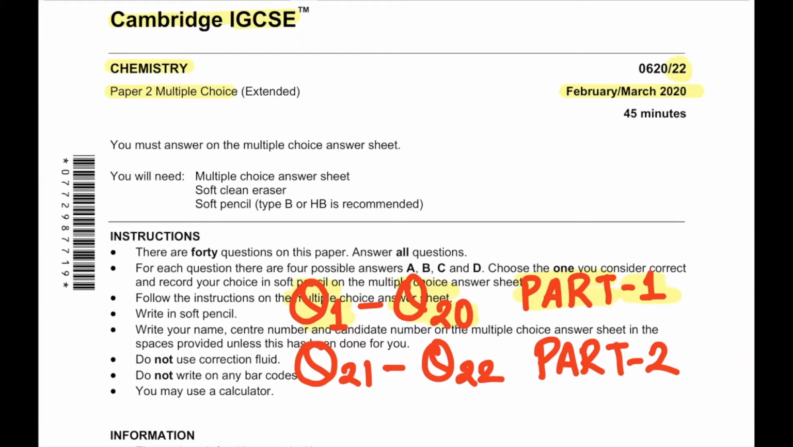Here today we're going to be solving Cambridge IGCSE Chemistry Paper 2 multiple choice question February-March 2020 variant 22. In today's question paper we're going to be solving question number 21 up until question number 40. This is part 2 of the video.